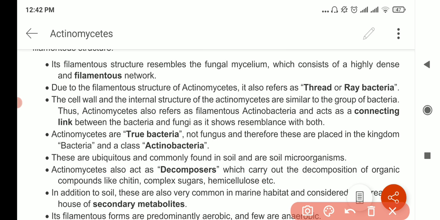Okay, let me say again. Why are the actinomycetes a connecting link of fungus and bacteria? Because they have the fungal, filamentous structure, but they have the cell structure of bacteria. So they are true bacteria, they are not fungus, and are placed in the kingdom bacteria. Hence the new name is actinobacteria.